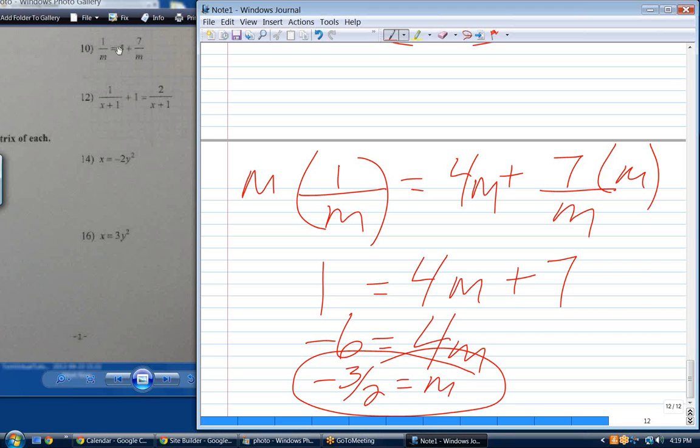And notice that I could have added this 4 and the 7 over m instead, but I love this technique where I can multiply every term in the equation by something and get rid of all the denominators at one time. That's a very useful technique.